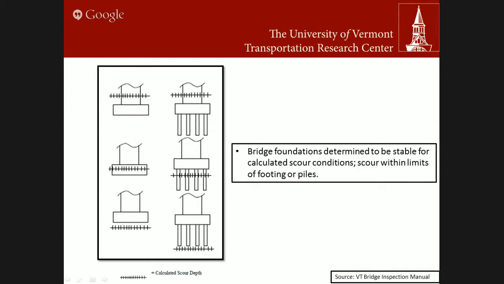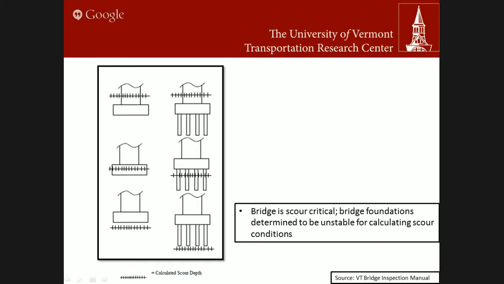The second condition shows what we would consider a medium scour condition, when the top of the footing is shown, or when the piles are just being shown as well. This is not something to be immediately concerned with, but it is something you have to monitor more closely for the future, especially after large flow events. And finally, there is scour critical. A scour critical bridge is one where the foundation is undermined and is considered unstable and should be remediated as soon as possible.